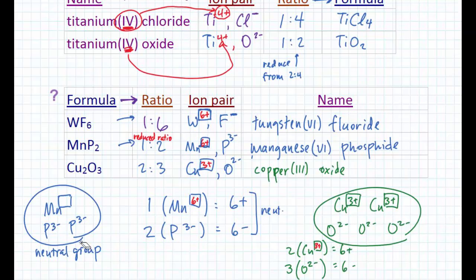So whatever way works for you, if it's drawing up the grouping, figuring out what it is, writing it out with the totals, or just thinking about it in your head, you need that idea that these ratios are how many we have. These ion pairs have the charges, along with an unknown charge in there if it's a variable charge compound.